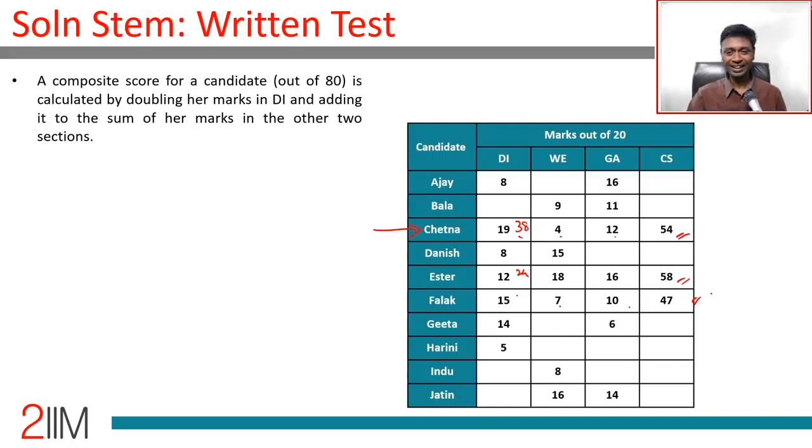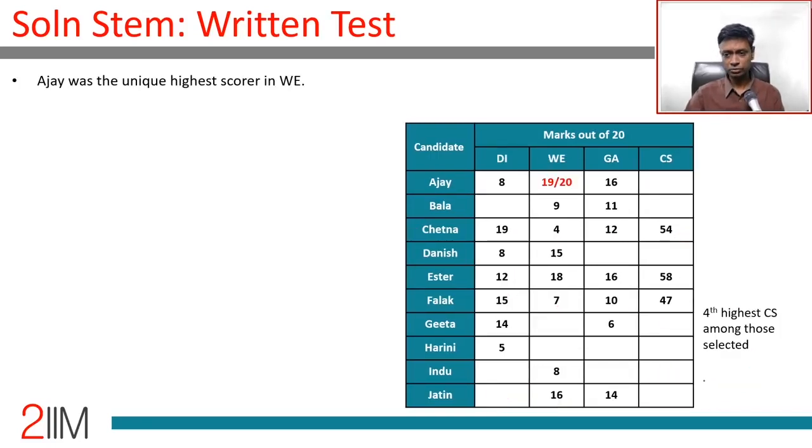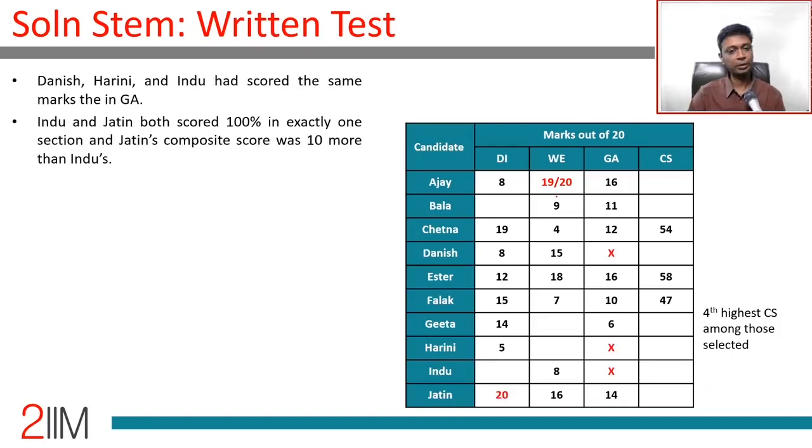So far, so good. Now we know Jatin has scored 20 in one section. It's got to be this. The other 2 marks we know. So 20 into 2 is 40. 40 plus 16, 56 plus 14, 70. Indu has scored a total of 60 because she scored 10 less than Jatin. We know that Geeta is in, Indu is in. Obviously, Jatin should also be in. He scored more than 14 in 2 sections. And he scored a higher composite score than Indu. Right? Wonderful. And we know that Ajay should have got 19 or 20.